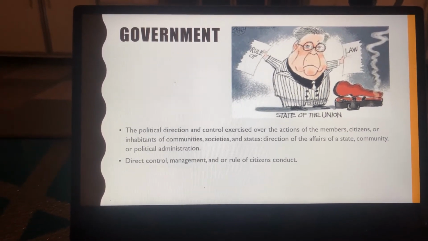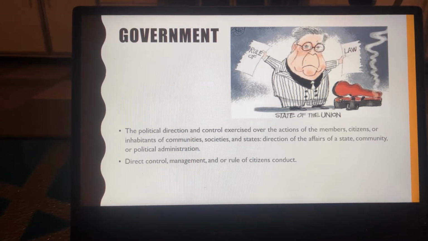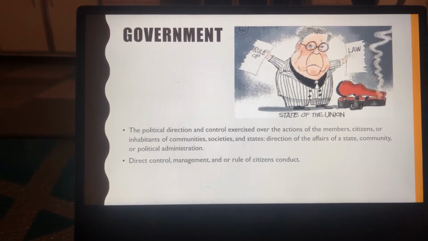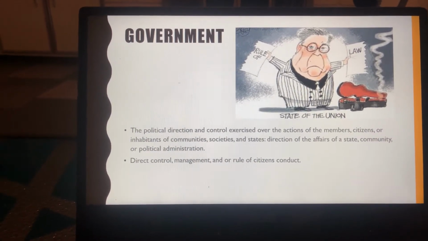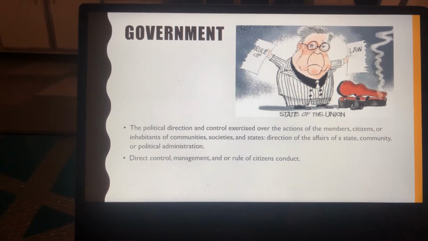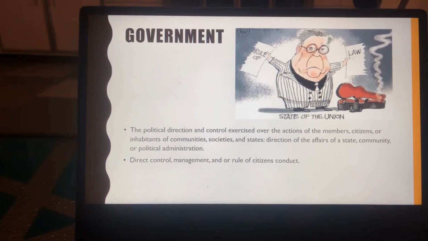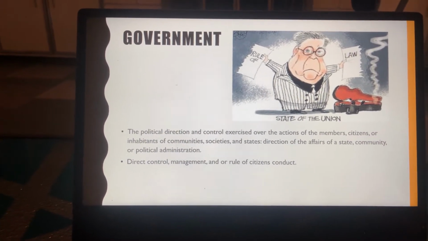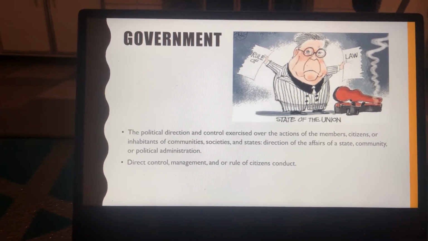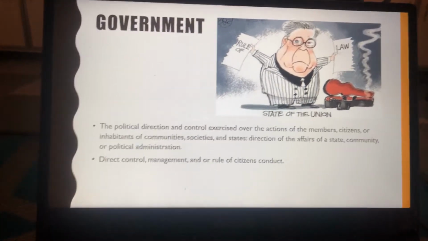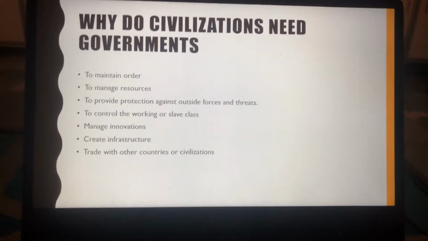A government is direct control, management, and or rule of citizens' conduct. So government is an organization that provides direct management and control over our citizens. Okay, let's go ahead.